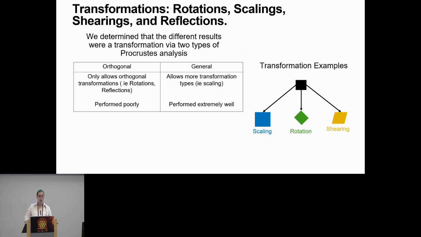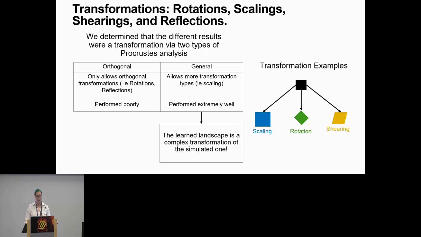However, when we performed a more general Procrustes analysis, which includes more types of transformations such as scaling, this performed extremely well. So this tells us that all of our learned landscapes are complex transformations of the simulated ones.